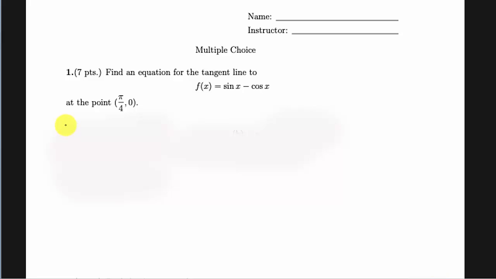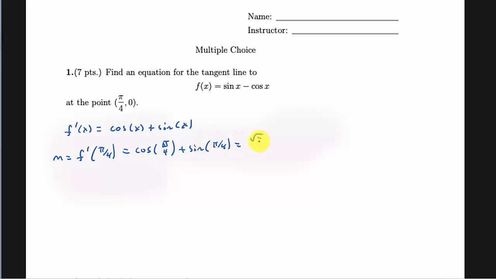All right, so to find the equation of the tangent line, we've got to have the slope, we've got to have a point on the line. Well, we've got a point on the line, so let's find the slope. So we've got to do the derivative. F prime of x is cosine x plus sine x. And so our slope is going to be f prime of pi over 4, which is cosine pi over 4 plus sine pi over 4, which that's square root of 2 over 2, plus square root of 2 over 2, which that is just going to be the square root of 2 is our slope.